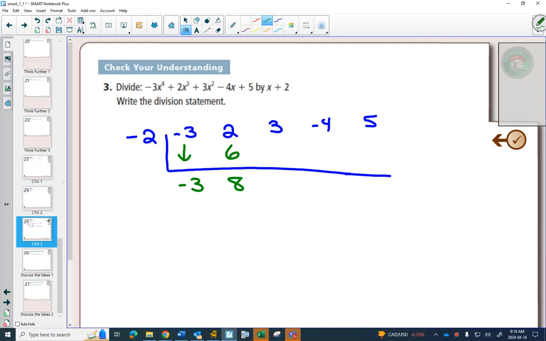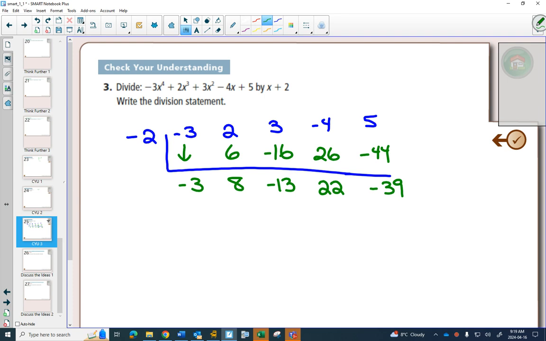That's easy, right? Not bad at all. Now we just repeat that process. Now I have the 8. That 8 gets multiplied by the negative 2, negative 16. Then I add my column, negative 13. And we just keep repeating this process. Now with my negative 13, I multiply by the negative 2, giving me positive 26, and I add positive 22. And finally, negative 2 times positive 22, negative 44, and I add negative 39.